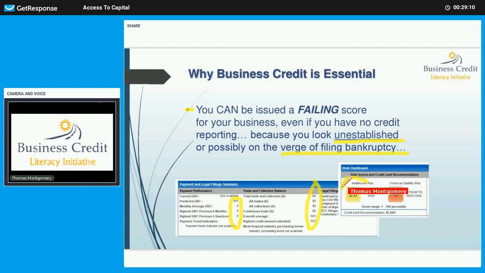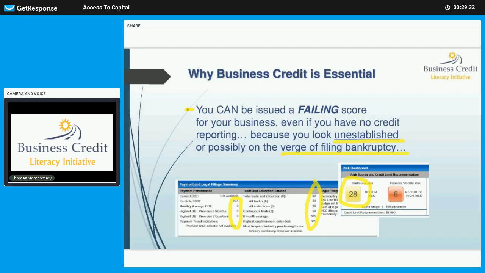So this is from Experian Business, they gave this client a 28 on a 0 to 100 scale. That's failing. It's terrible, just because they've not proven themselves. It's different than personal credit. Personal credit, if you don't do something bad, you don't get a bad score. Here, with business credit, you get a bad score to start with.